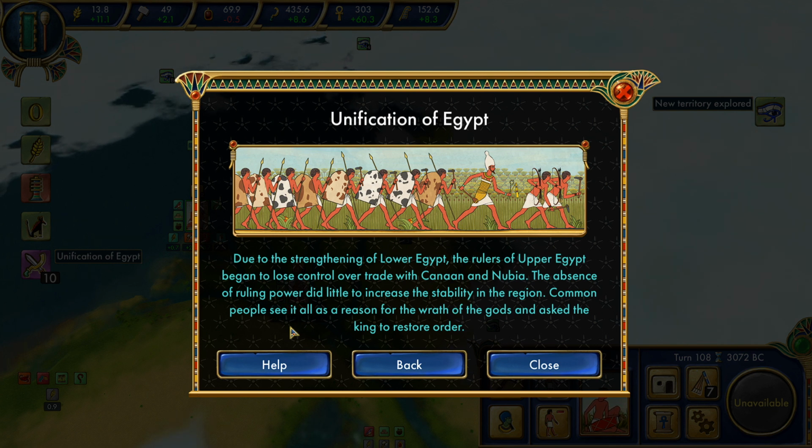Due to the strengthening of Lower Egypt, rulers of Upper Egypt began to lose control over trade with Canaan and Nubia. Well, some of what I've run into actually indicates the opposite could have been the case. That is that Upper Egypt was growing stronger and stronger from trade, their cities becoming more prosperous and more powerful, and they attacked from a position of strength, wanting to absorb Lower Egypt, gain extra resources there, rather than from a position of weakness. So, common people see it as a reason for the wrath of the gods, ask the king to restore order. Maybe, but I'd take that with a big grain of salt.